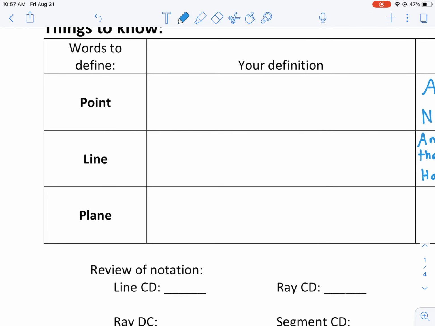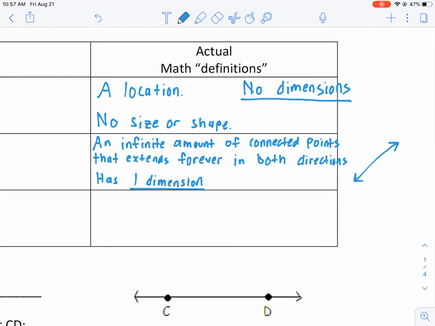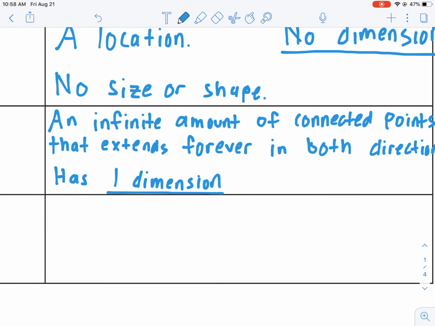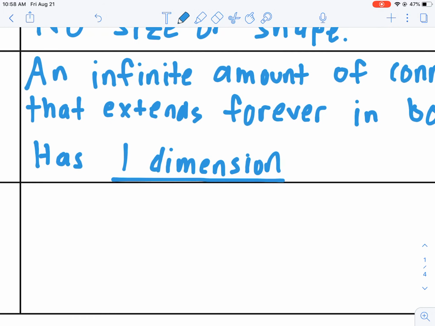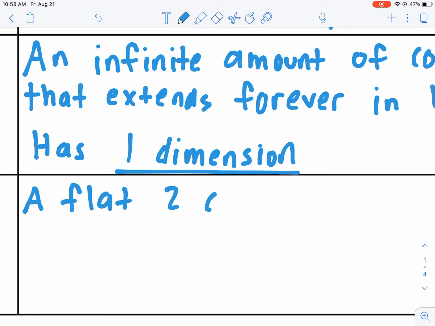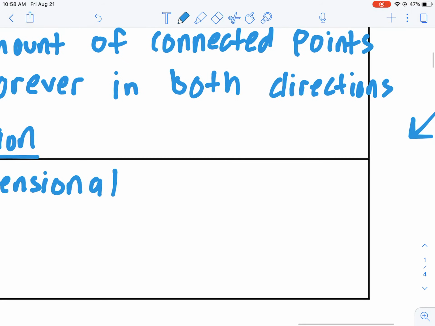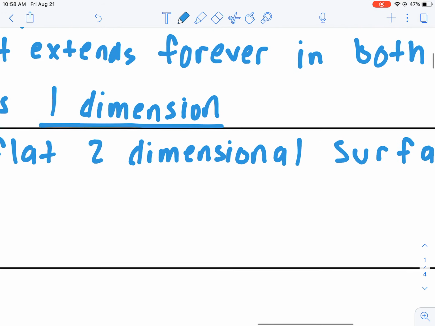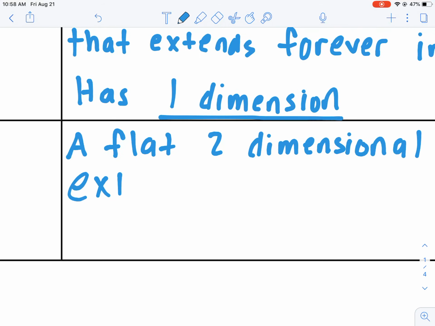So a plane is the next thing that we're going to talk about. We're not talking about an airplane. A plane, you might have guessed it, has two dimensions. Planes are flat. A plane is a flat, two-dimensional surface that extends forever, just like a line extends forever, and this time in all directions.